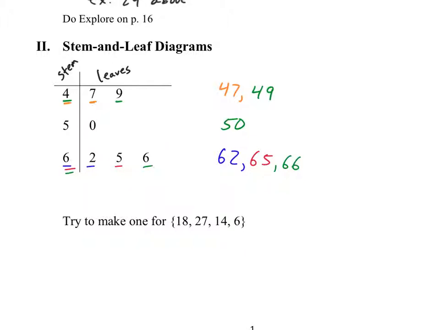And for the leaves, you'll also notice that we always have the smallest number closest to the stem, then the next smallest going all the way up to the biggest. So smallest in the 40s, then the next one there.